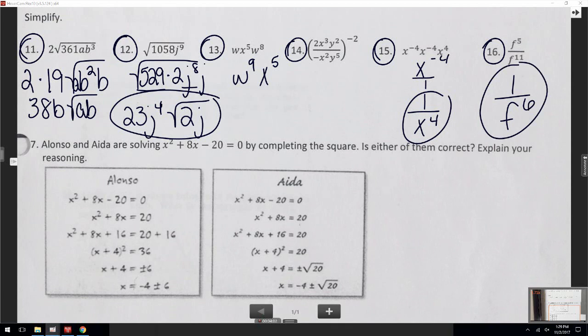What's 11 minus 5? 6. That's why the f to the 6 went on the bottom with the biggest exponent. Got it? You sure? You okay? More or less? Don't worry, we're going to be doing it for several weeks.